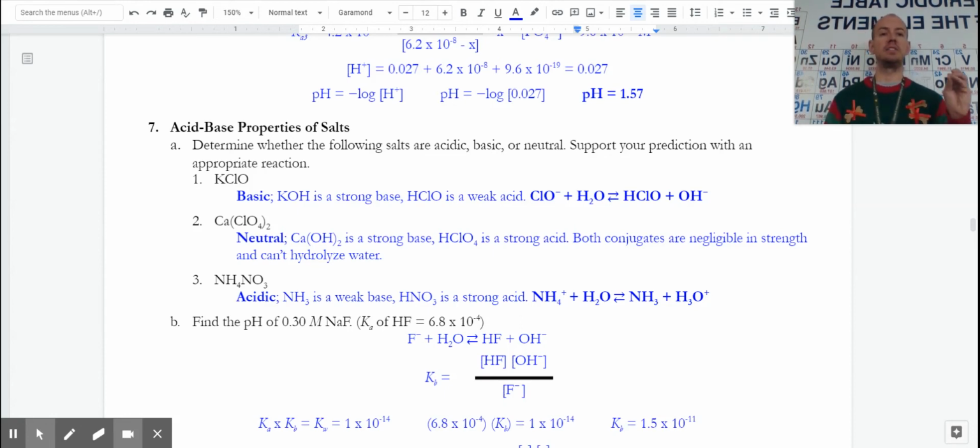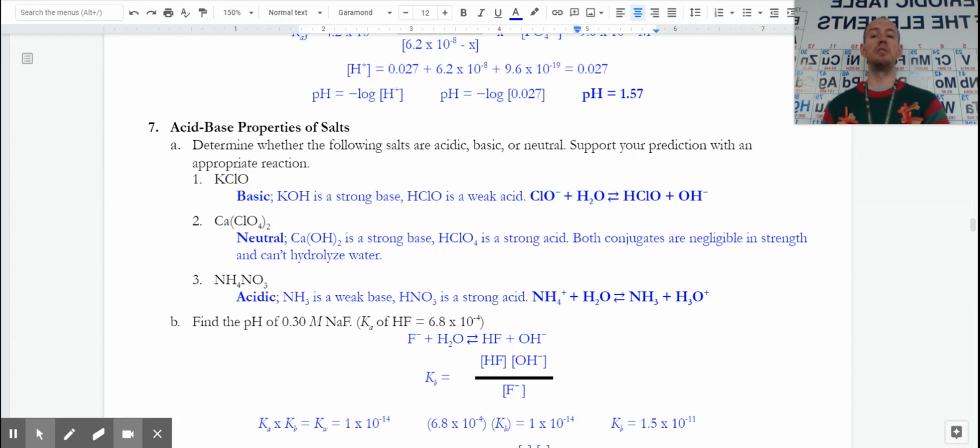hypochlorite ion that is the conjugate base of a weak acid. So it acts as a base, which means the water that it's floating around in, it accepts a hydrogen from that water, turning back into, in an equilibrium, the conjugate acid or that original weak acid, and in doing so produces the hydroxide ion. Being able to support with the reaction, recognize the reaction, multiple choice, free response, very important.